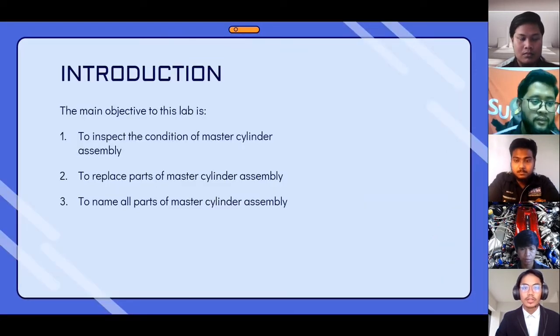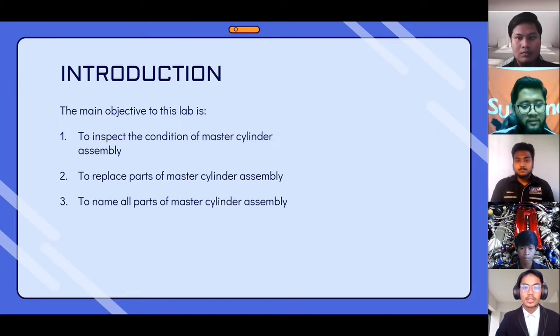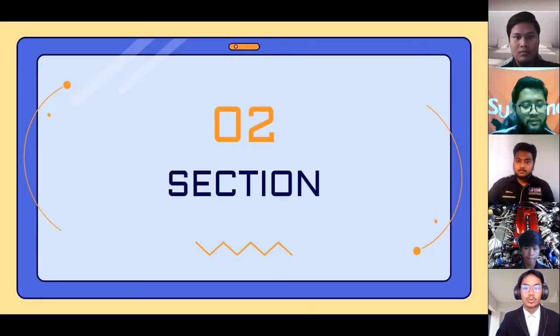First of all, the introduction for this lab is to inspect the condition of the master cylinder assembly. Secondly, to replace parts of the master cylinder assembly, and the last one is to name all parts of the master cylinder assembly. So for this lab, we generally know the master cylinder, we do the inspection, we know the parts, and we replace the parts back. Next, we pass to our next member.